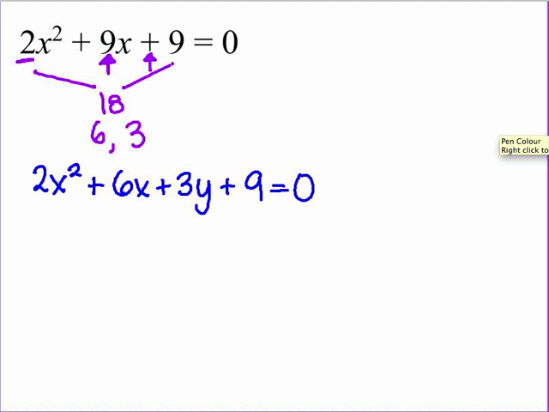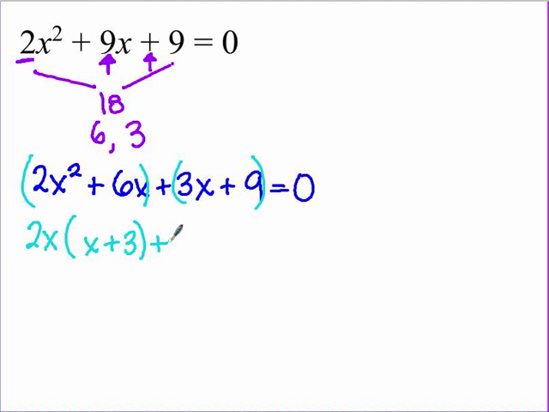So now let's go ahead and group those by 2's. What can you take out of the first bunch? 2x. Okay, for some reason I wrote y, we'll change that back to x. There we go. So 2x, what am I left with? X plus 3. What can you take out of the second? 3. And I'm left with? X plus 3, very good.